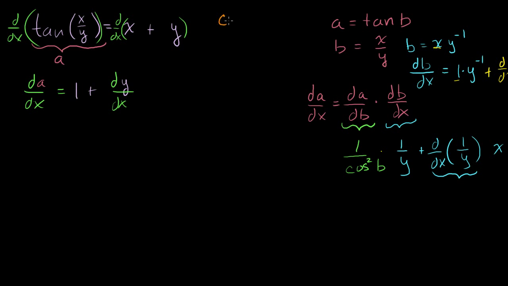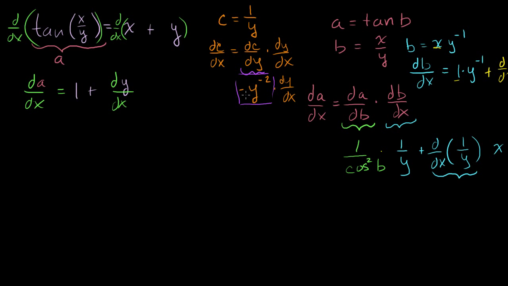Let me just set c is equal to 1 over y. So the derivative of c with respect to x, just from the chain rule, is equal to the derivative of c with respect to y times the derivative of y with respect to x. What's the derivative of c with respect to y? Well, I could rewrite this as y to the minus 1. So it's minus y to the minus 2 power. That's what this thing is. And I don't know what the derivative of y with respect to x is. That's what we're trying to solve for. So it's that times the derivative of y with respect to x. That just comes out of the chain rule.